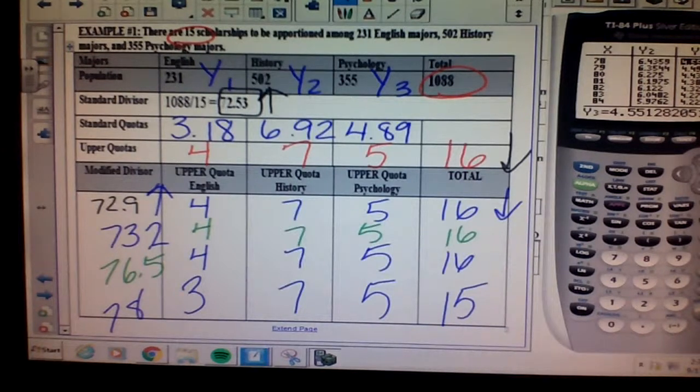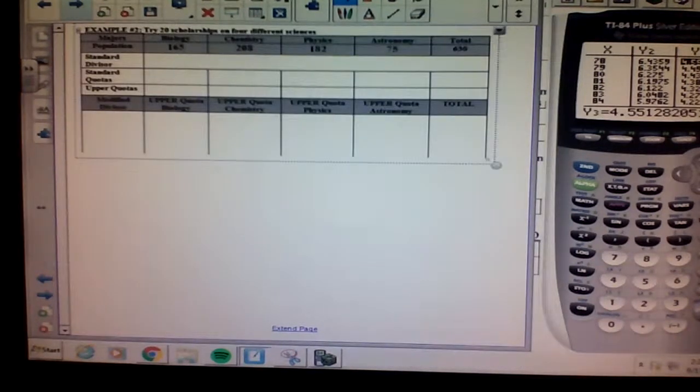Questions? So it's the same old stuff with, oh my gosh, I gotta figure out what to guess next. Okay, but now it's based off of upper quotas. I like this. So this one.